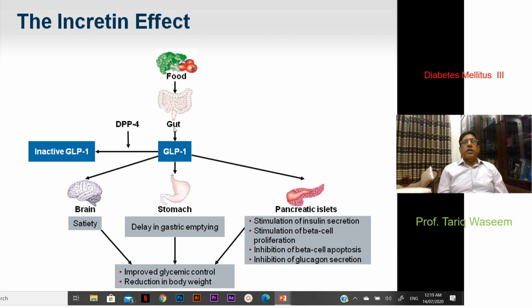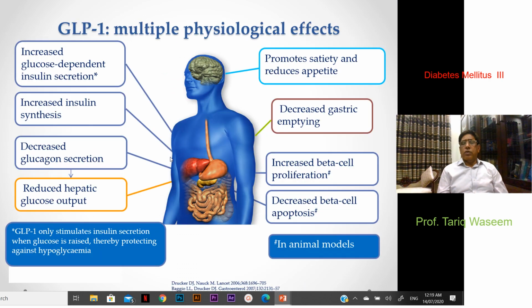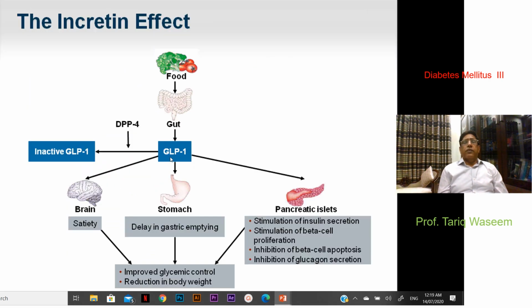Now we have to understand one more thing, that this GLP-1 has a very short half-life. Within a few seconds to minutes of its release, there is an enzyme by the name of DPP4 which degrades it into an inactive form. So we'll be talking about DPP4 inhibitors, which are used as therapeutic agents for management of diabetes.